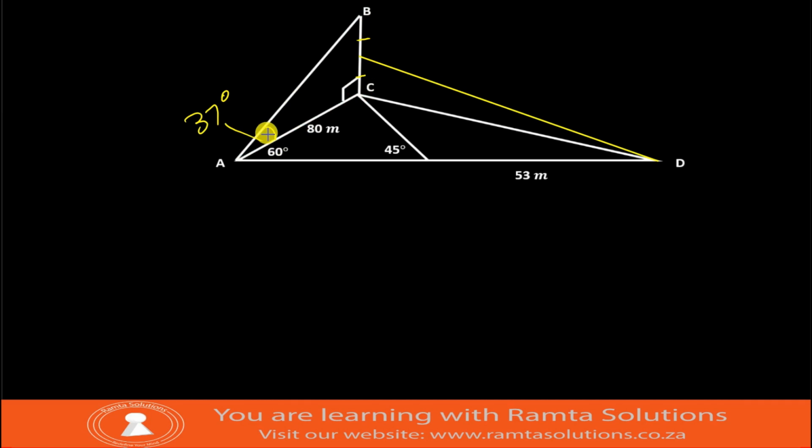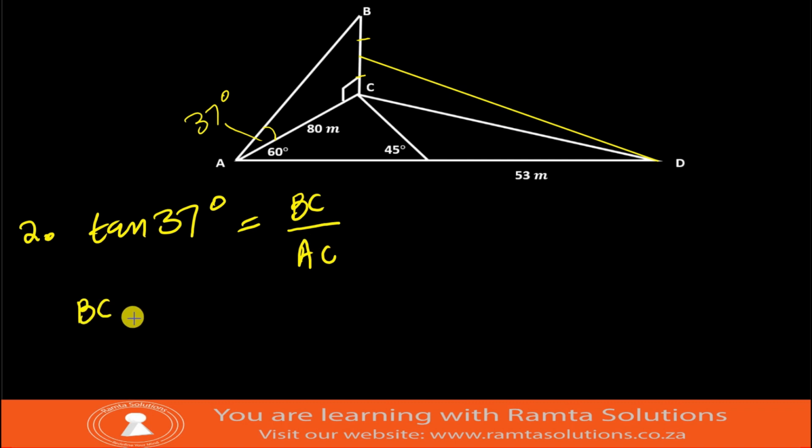BC is opposite to this angle. So we are given adjacent side and opposite side. Therefore, we will use tangent. So what do we say? We will say tan 37 degrees equals opposite. What is opposite? BC over adjacent is AC. Now we are looking for BC. BC is AC tan 37 degrees, which is, what is AC?